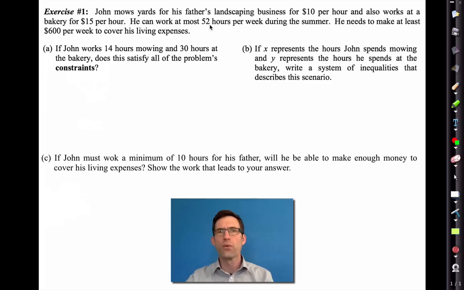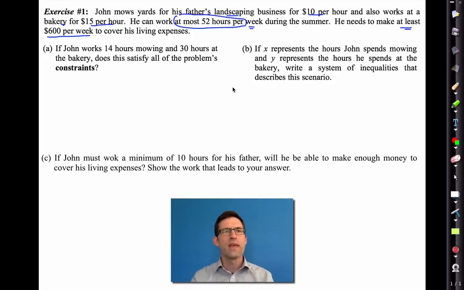All right, let's make sure that we really have all of this down. He's going to work for his landscaping business for $10 per hour, and work at a bakery for $15 per hour. He can work at most 52 hours per week, and he needs to make at least $600 per week to cover his living expenses, at least.